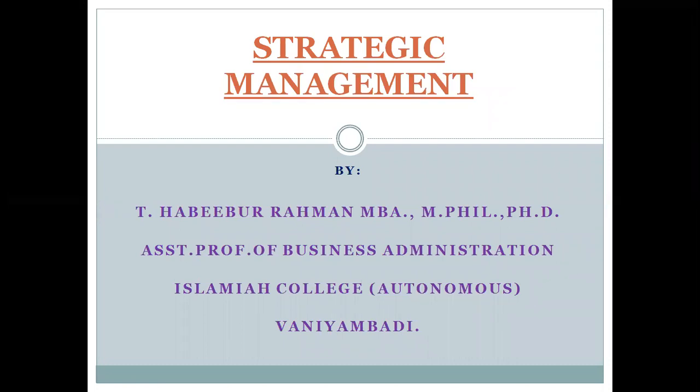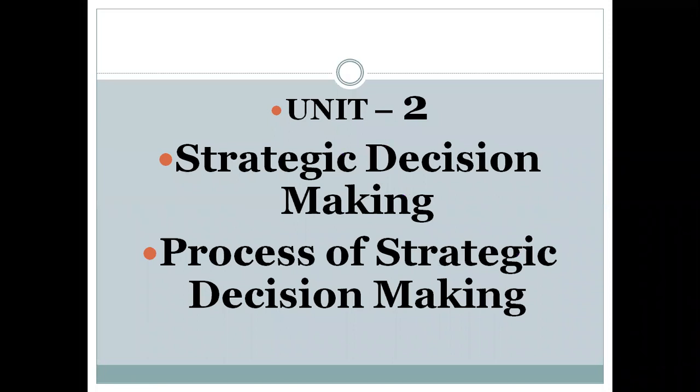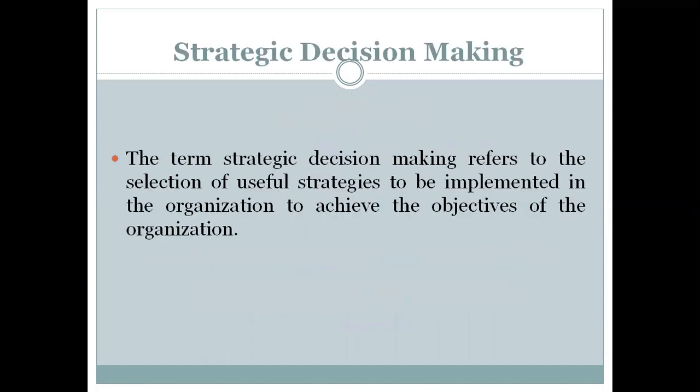Guys, today I would like to report a very important topic from our subject strategic management, that is strategic decision making and the process of strategic decision making. The term strategic decision making refers to the selection of useful strategies to be implemented in the organization to achieve the objectives, that is the target of the organization.